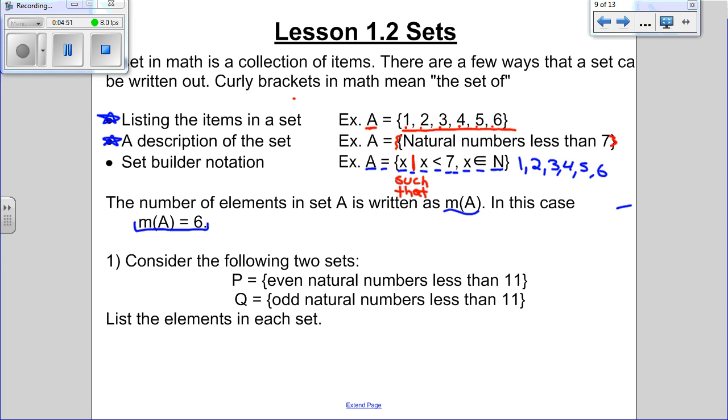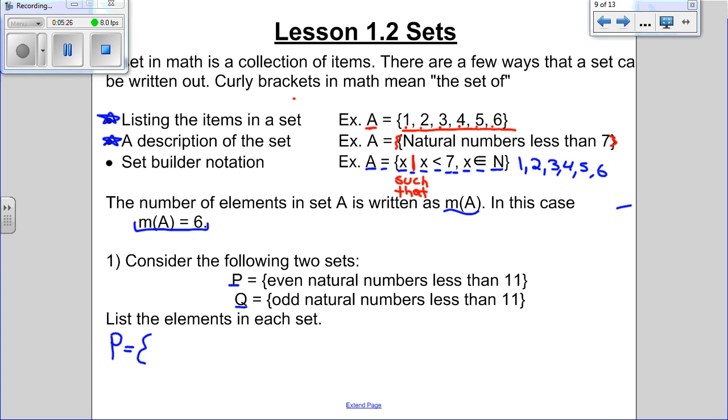All right, we're going to try a question, just to see if we understand what's going on. The first question is, consider the following two sets. There's set P and there's set Q. Set P is all even natural numbers less than 11. Set Q is odd natural numbers less than 11. At the bottom, they want you to list the elements of each set. So the things in set P would be even natural numbers less than 11.